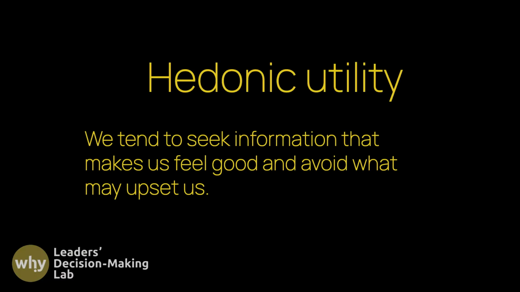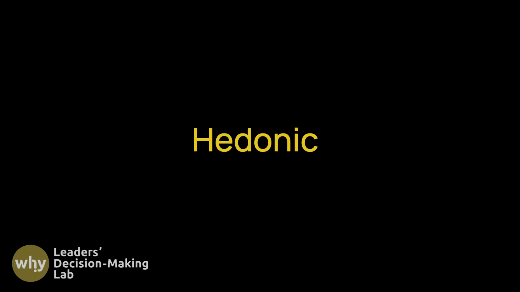The second information seeking motive is hedonic utility. It means we tend to seek information that makes us feel good and avoid what may upset us. The term hedonic comes from the Greek word, which means pleasure or delight. When it comes to decision making, hedonic utility drives us to gravitate toward information that brings comfort and satisfaction and avoids information that may cause discomfort or stress.